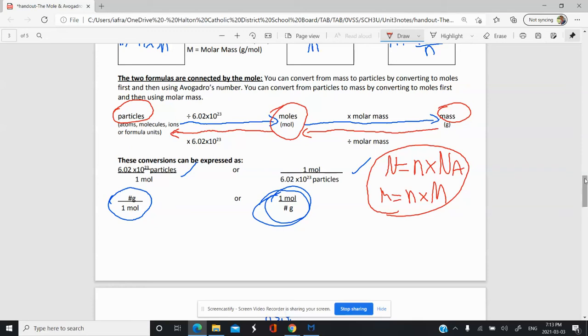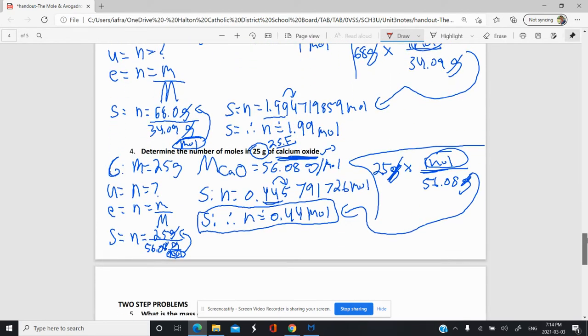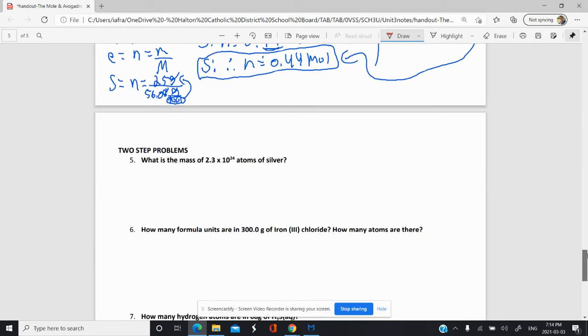So in this video, we're going to do some two-step problems converting from particles all the way to mass or from mass all the way to particles. So either way, if we go from particles to mass, we have to first go to moles and then go to mass. And if we go from mass to particles, we have to first go to moles and then go to particles. So we're combining our two formulas that we learned in the previous videos. Let's go ahead and try some of those two-step problems.